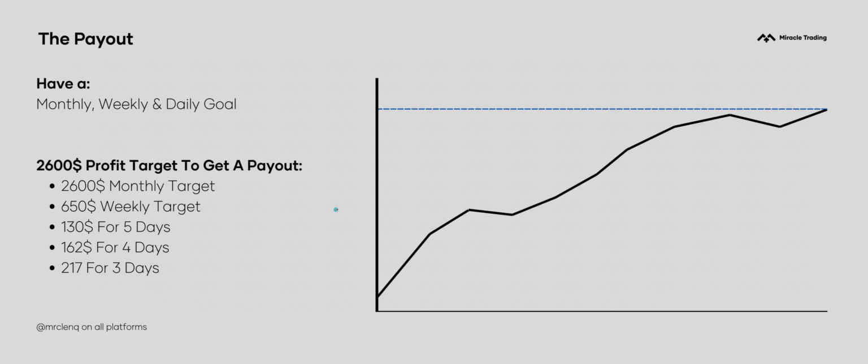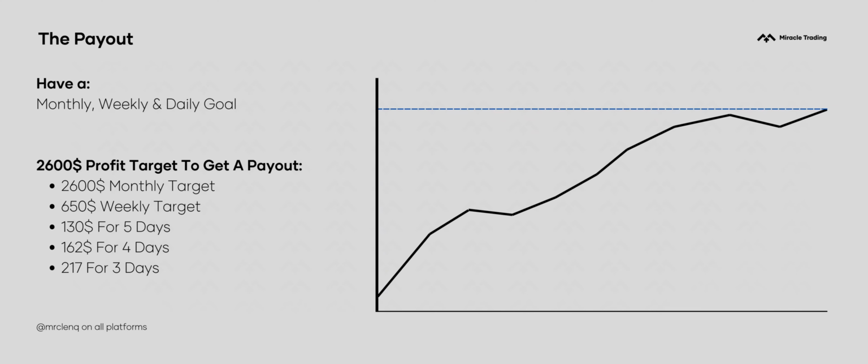All right, so the payout. You need to have a monthly, weekly, and daily goal. Right, so you need to have a plan. You need to have a system that you're going to follow every single day in order to get this payout. You're not going to come to the charts, let's say today, and take a trade and not know how much you're going to make. You need to have a monthly target. You have to have a monthly goal. You have to now plan the whole month. How will you do that?